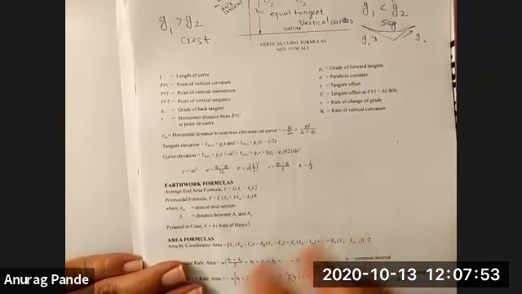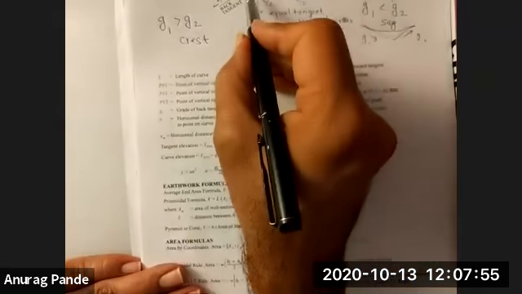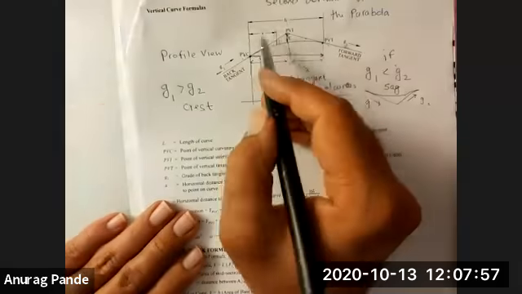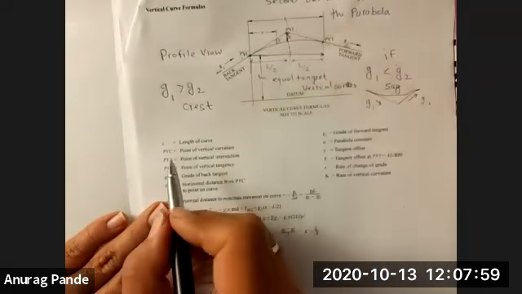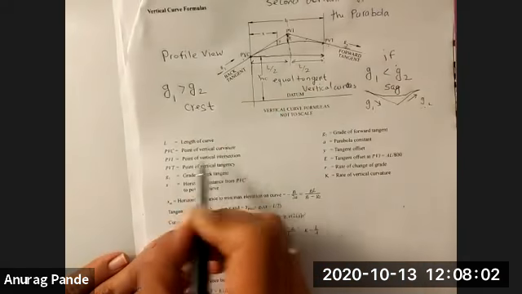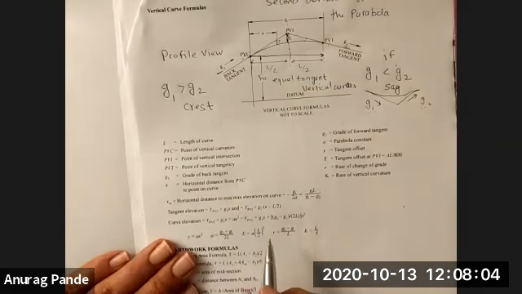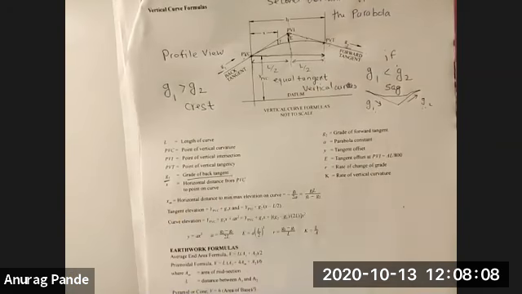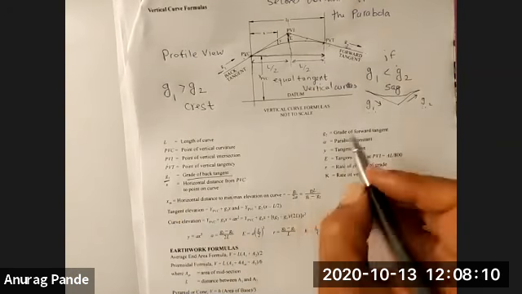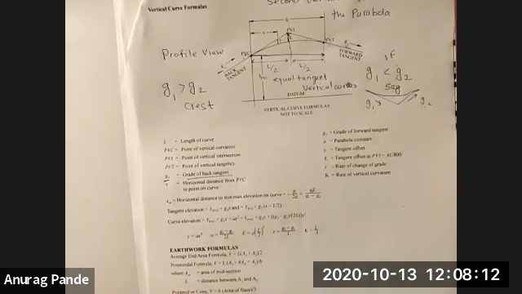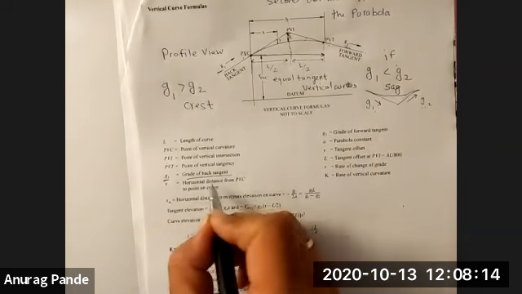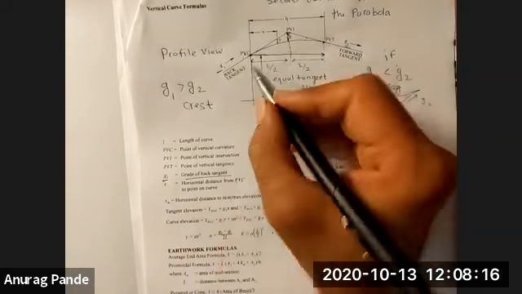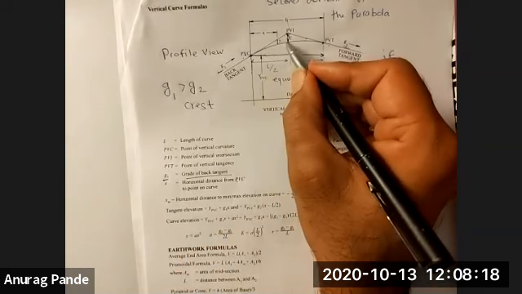Where L is the length of the curve. Remember, L is defined, as I told you before, along the horizontal plane. PVC, we talked about point of vertical curvature. PVI and PVT, we already discussed that. G1 is the grade of back tangent. G2 is the grade of forward tangent. X is the horizontal distance from PVC. And again, X is not measured along the curve.